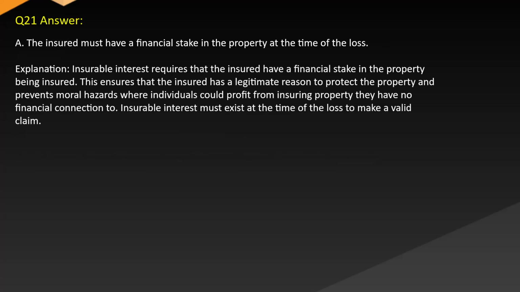Answer A. The insured must have a financial stake in the property at the time of the loss. Explanation: Insurable interest requires that the insured have a financial stake in the property being insured. This ensures that the insured has a legitimate reason to protect the property and prevents moral hazards where individuals could profit from insuring property they have no financial connection to. Insurable interest must exist at the time of the loss to make a valid claim.